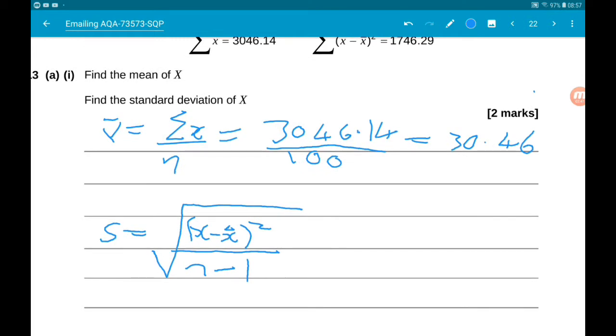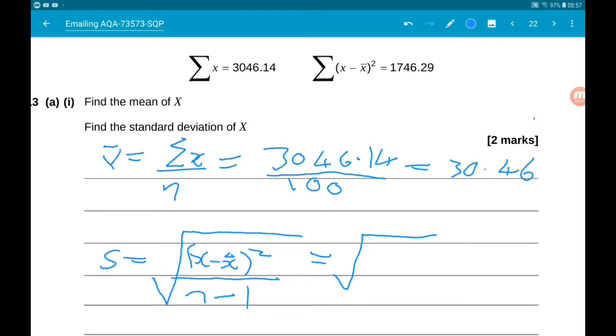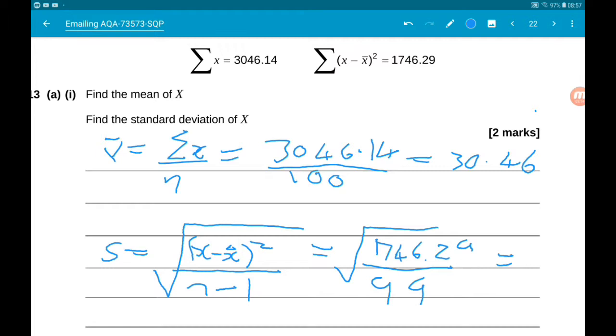So we get the square root of 1746.29 over 99, and that is going to give us 4.199 and so on, so let's call that 4.2. Cool.